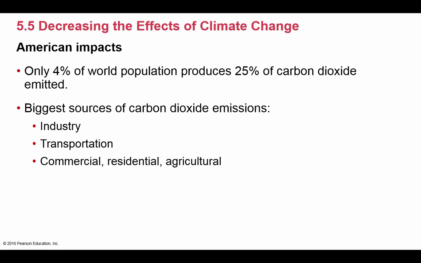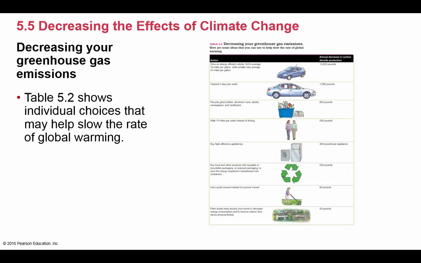Now, as far as impacts, again, we're noticing 4% of the world's population actually produces 25% of carbon dioxide. So an increase in industry, an increase in transportation, an increase in commercial, residential, and agricultural emissions is causing a huge increase in the amount of carbon dioxide that we're seeing in the atmosphere. So the question is, how can you help? How can you decrease gas emissions? Well, in your textbook, they show some things that you can do by carpooling or by recycling and even by walking that could help to lower the amount of carbon dioxide we're actually giving off, which could hopefully help to decrease the amount of climate change that we are seeing.